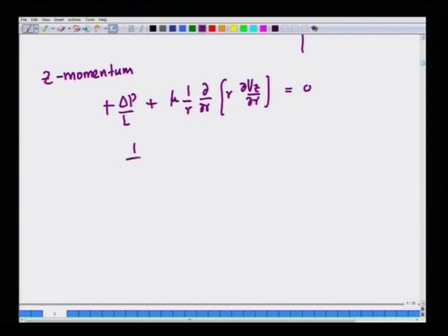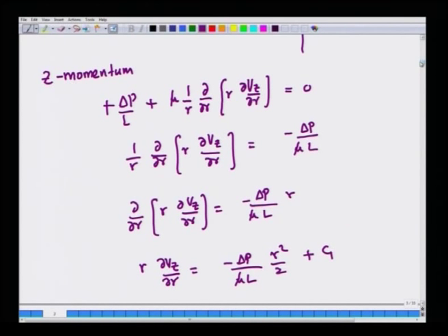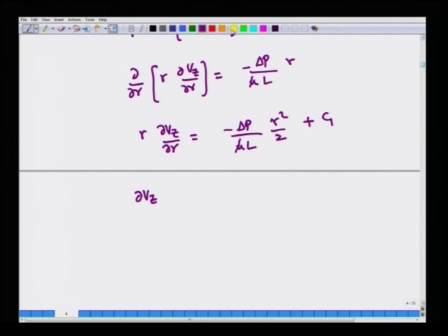If I take this to the other side, I will get 1 over r partial r of r partial Vz by partial r is equal to minus delta P by mu L. If I take this r to the other side, I will get minus delta P by mu L times r. If I integrate this once, I will get r partial Vz by partial r is minus delta P by mu L r squared by 2 plus a constant C1. I bring the r to the denominator on the other side, and if I integrate the equation again, I will get Vz is minus delta P by mu L times r squared by 4 after integrating, plus C1.